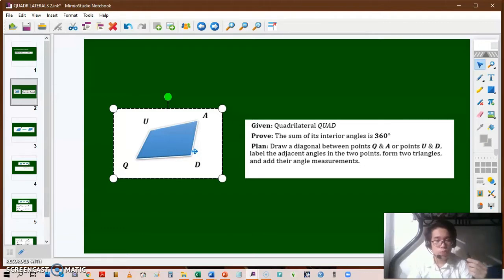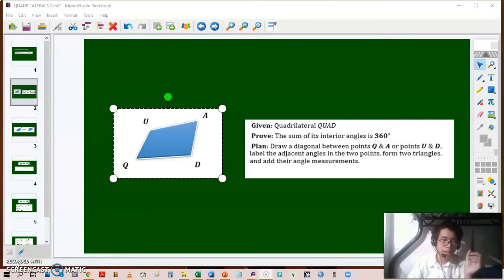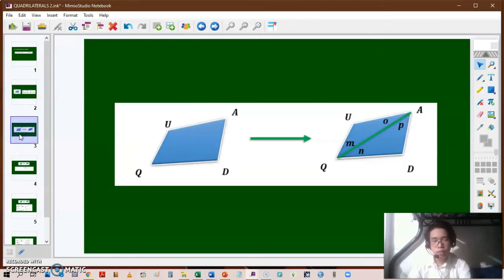Of course, the first part of a proof is we have to plan. So our plan here is we have to draw a diagonal, a diagonal between Q and A. So we have to draw a diagonal between points Q and A, or points U and D. And also we have to label the adjacent angles at the 2 points. Okay, so that's part of our plan. And also we have to form 2 triangles. These 2 triangles that we will form, we have to add them together, and therefore we're going to get the answer, which is 360 degrees. So this is how the plan goes.